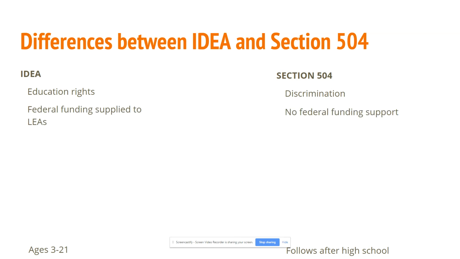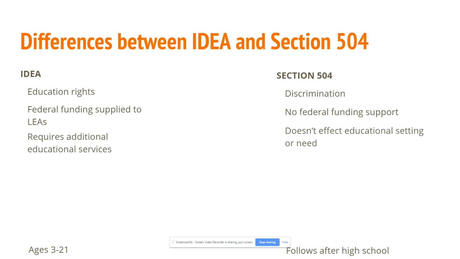As such, then, students who are under IDEA, they get federal funding supplied to local education agencies, but local education agencies do not receive federal funding for kids who are Section 504. And this touches back to what I mentioned earlier. Students with disabilities who it doesn't affect their educational need or educational setting can be categorized as Section 504 so that they have protections of anti-discrimination.